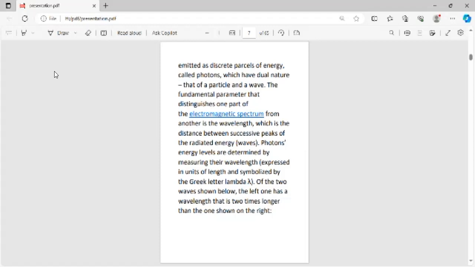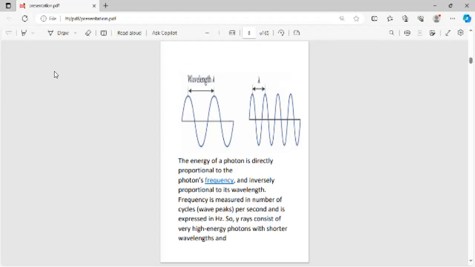Photon energy levels are determined by measuring their wavelengths. These wavelengths are expressed by the Greek letter lambda. Of the two waves that are shown below, the left one has a wavelength that is 2 times longer than the one shown on the right. These two diagrams show the wavelength of two different rays or two different photons. The first photon has a larger wavelength as compared to the second one.